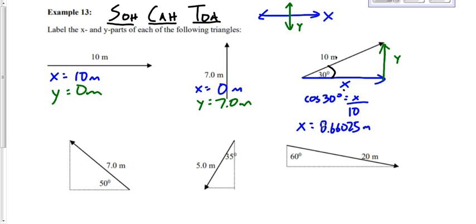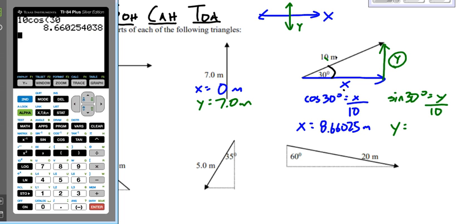How much of it's y? Well, the y component of this is the one side that's not touching the angle. That's not hypotenuse, because hypotenuse touches the angle. That's not adjacent, because adjacent touches the angle. That's the opposite. If you're looking for opposite, and you're given the hypotenuse, which trig function is opposite and hypotenuse? Sine. So let's say sine 30 degrees is equal to opposite over hypotenuse. Y is going to be 10 sine 30.